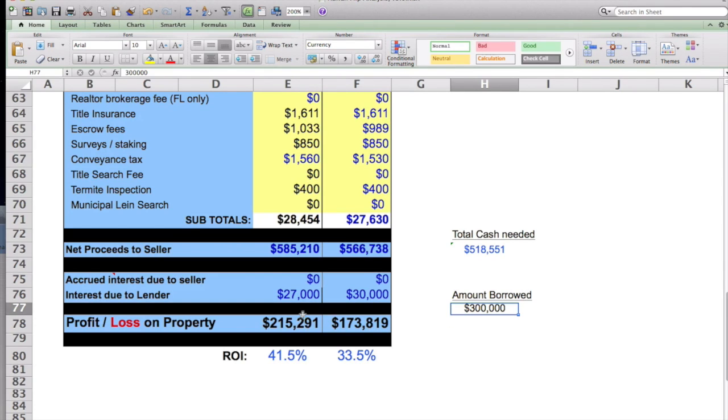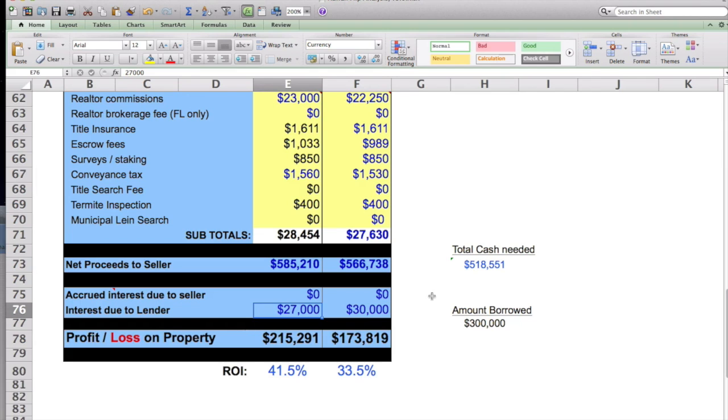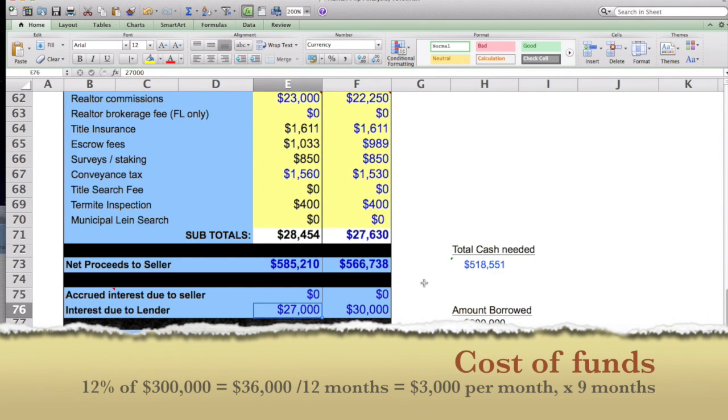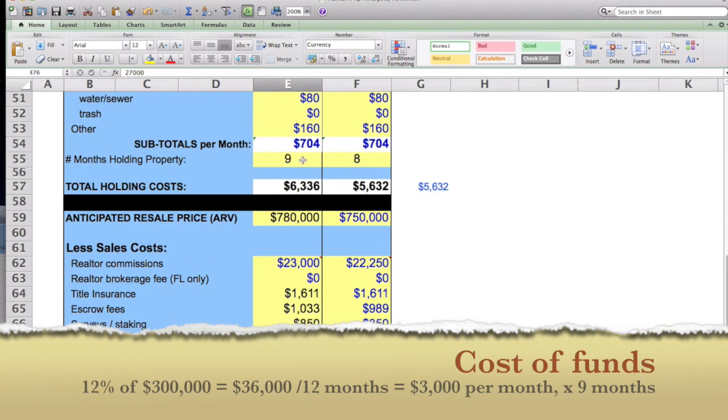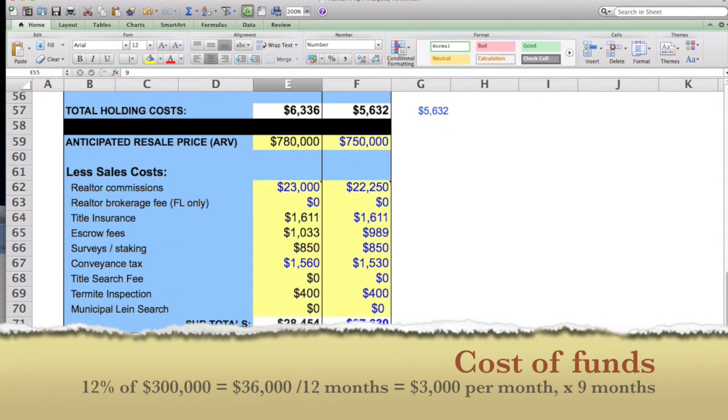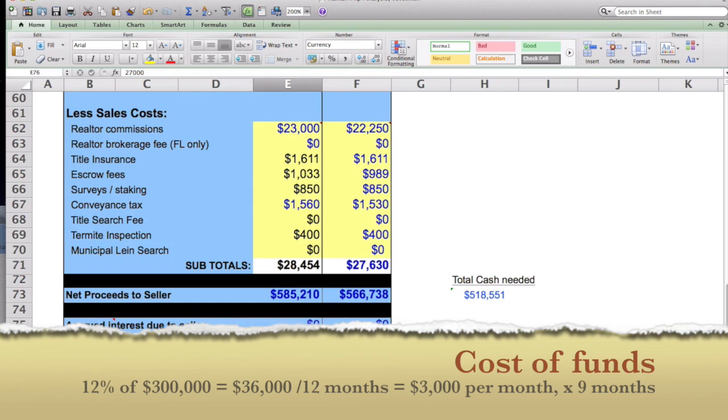Okay, and so this is the interest amount. If I'm paying my lender 12%, and up here it shows the number of months we expect, 12% of 300,000 is going to be 3,000 a month times 9 months. That's how I arrived at the 27,000. I just broke out my calculator and added that as the interest that I'm going to pay her when the property sells, assuming it sells at 9 months.